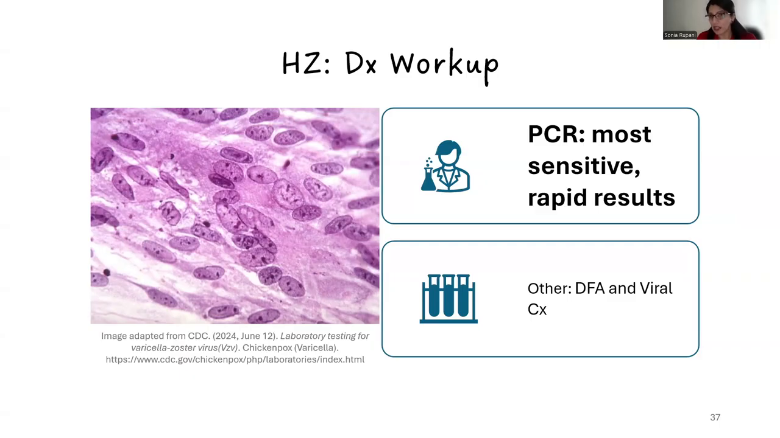Now, if the PCR is not available, we can do our DFA, the direct fluorescent antibody testing, which is also sensitive, but not as sensitive as our PCR. Also, the viral culture is available, but viral culture and DFA, when compared to PCR, if PCR has a sensitivity of 90%, the DFA and viral culture sensitivity was found to be in the 50s. So it's less sensitive. With the viral culture, the other important thing to remember is that if it is a crusted lesion, so it's already dried up, the sensitivity goes down even more.